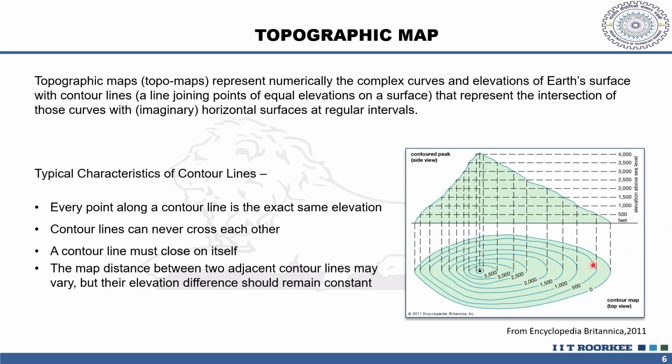Contour lines can never cross each other because we are talking about elevation, right? So they will never cross each other. You can see that no contours cross each other. The map distance between two adjacent contour lines may vary, but their elevation difference should remain constant.